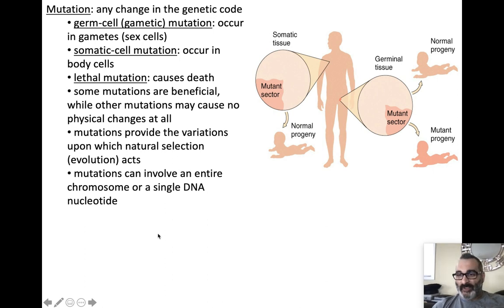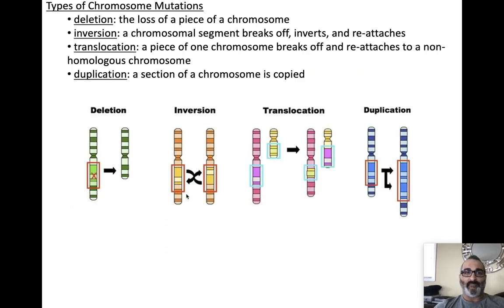Now, mutations, I'm going to explain the different kinds. They can involve an entire chromosome, a section of a chromosome, or just one piece, one part, one letter in that code. Okay, so mutations could happen different ways. So let's look at the types of mutations.